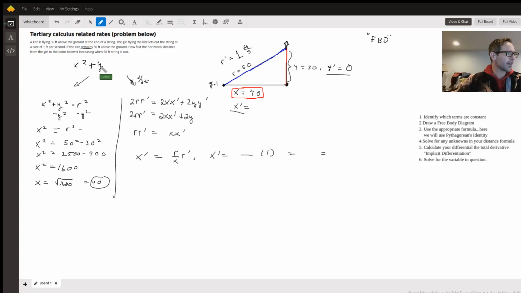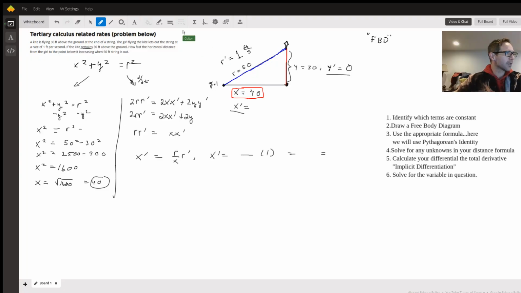So we're going to write out Pythagorean's identity. And the steps are kind of worded out over here. I'll make that a little larger so you can see. Now, in this problem, as I was saying, we need to start out with the appropriate formula. You're going to work on your distance side, and you're going to calculate your implicit derivative on this side.